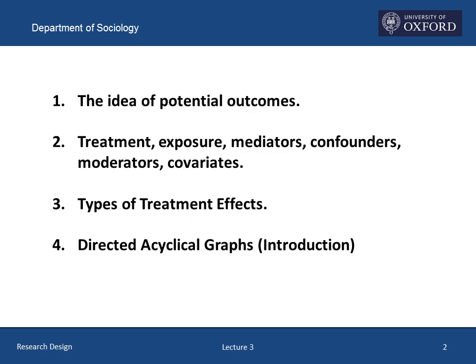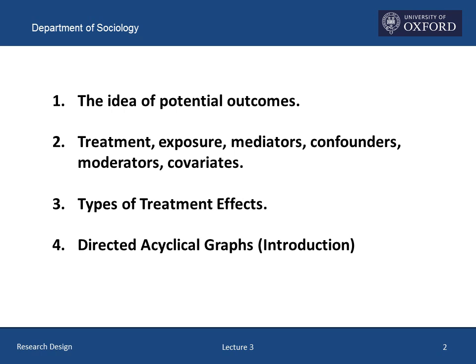This lecture consists of 4 parts. In the first part, I introduce the idea of potential outcomes as a useful way of pinning down more exactly what it might mean to say that one thing causes another. In the second part, I review some terminology that is widely used in causal analysis, but which is sometimes used inconsistently and therefore is prone to create confusion.